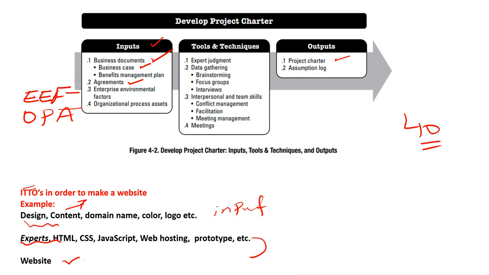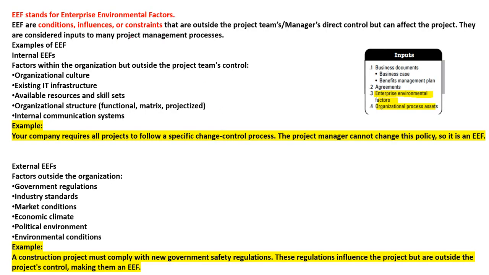We cannot say that the business case, agreements, and benefits management plan are inputs for all the processes, but these two are very important. You will see there are at least 2 to 3 questions in your PMP exam related to enterprise environmental factors and OPA. And then, what are the tools and techniques in order to make the charter? The first is expert judgment, then data gathering, brainstorming, focus group, interview. All this we will also discuss in this course. Here I have written very briefly about the enterprise environmental factors.